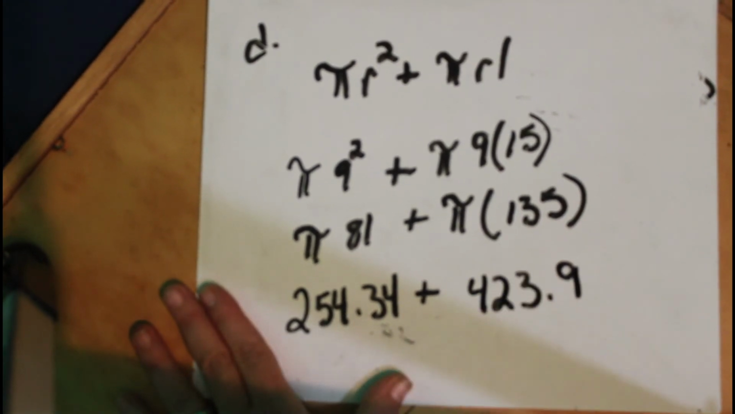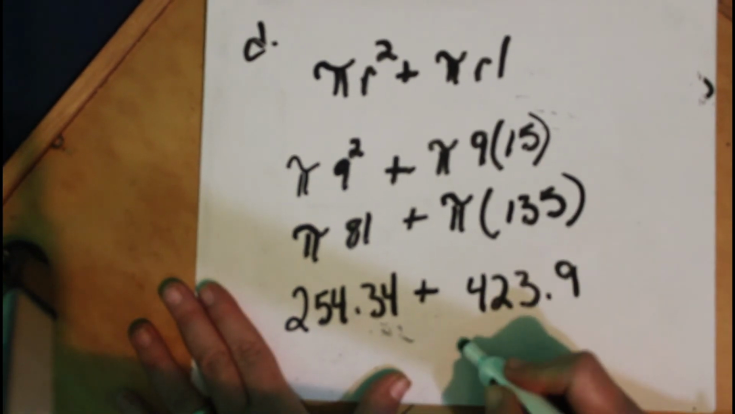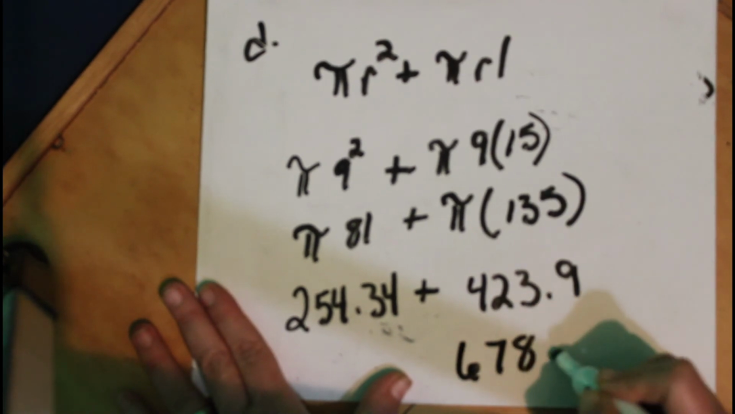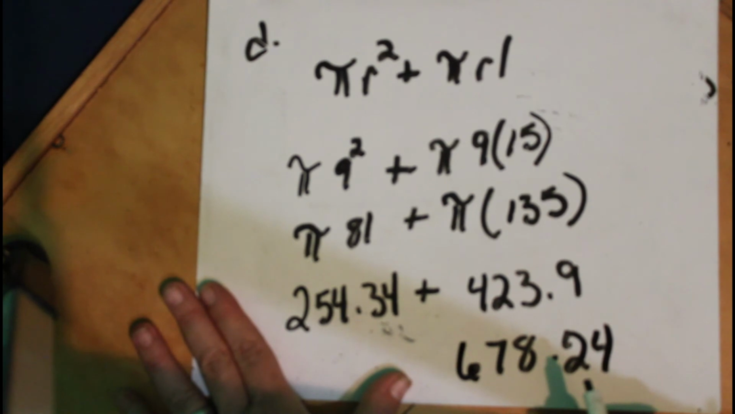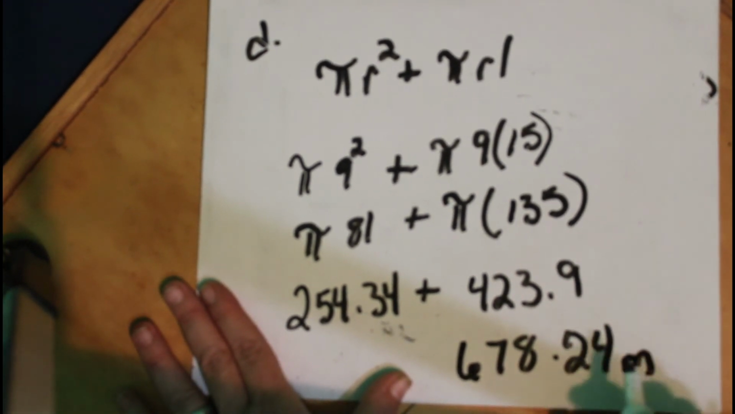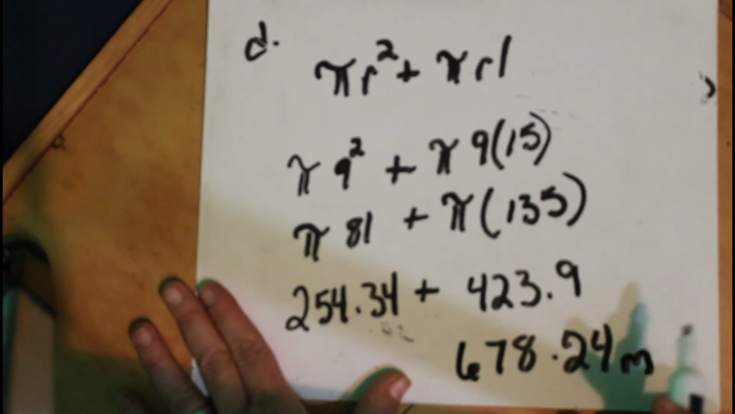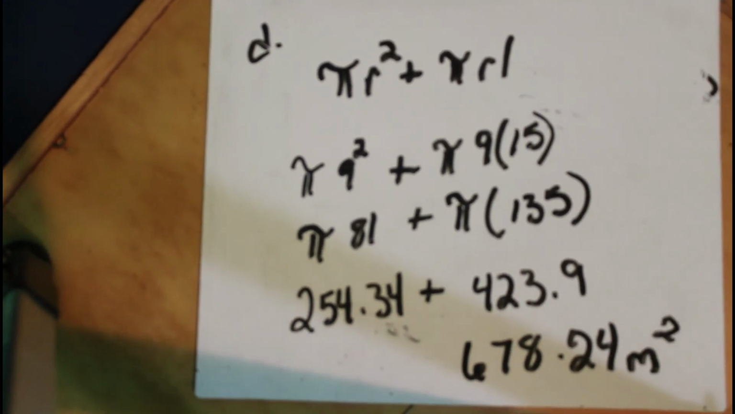And then the last step is to just add those two together. And that should be 678.24. And that's meters squared, because this is area, not volume. All right.